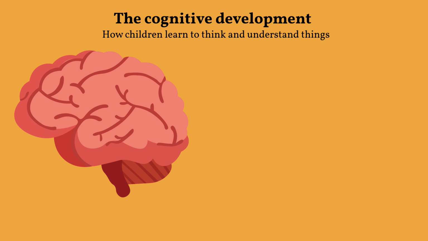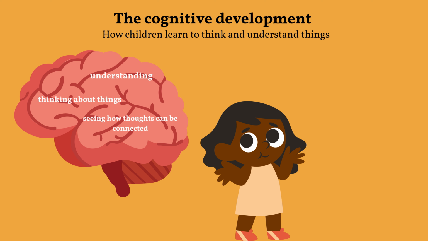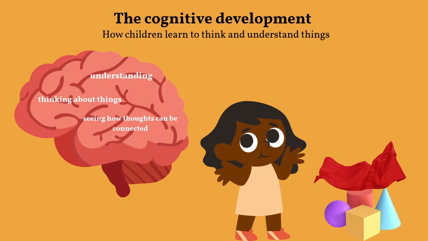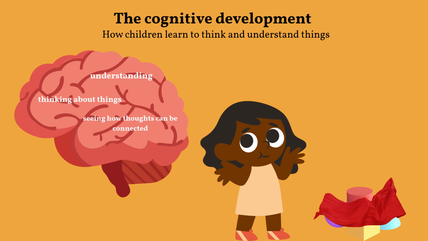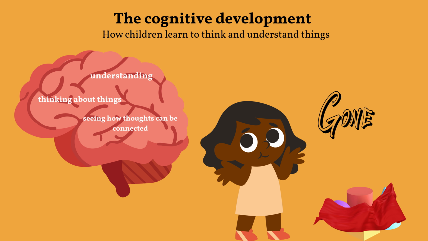Cognitive development is about how children learn to think and understand things. This means understanding, thinking about things, and seeing how thoughts can be connected. For example, a child around 2 years old does not yet understand that an object still exists when it is hidden. If you hide the object under a cloth and they can't see it, the child often thinks it is gone and does not exist anymore. This is called object permanence.